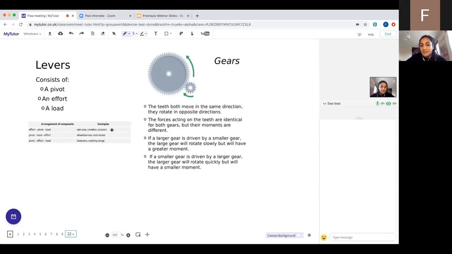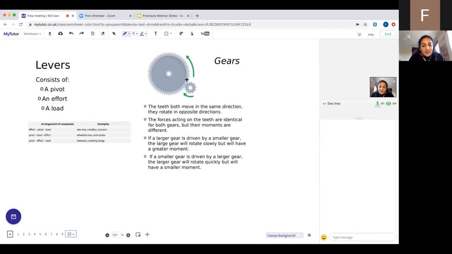Then we went on to talk about gears and how they work. So if we have two gears next to each other in contact with each other, the teeth both move in the same direction. So the teeth of the gears, the spikes, are both moving upwards and outwards. But the gears rotate in opposite directions. The forces acting on the teeth are identical to each other, but the moments are different because of the distance. If a larger gear is driven by a smaller gear, the large gear will rotate slowly, but will have a greater moment.